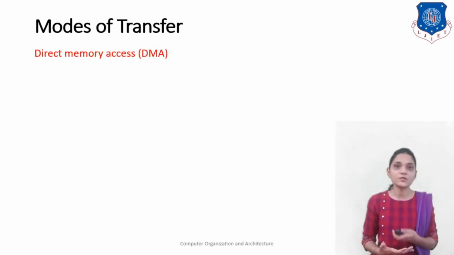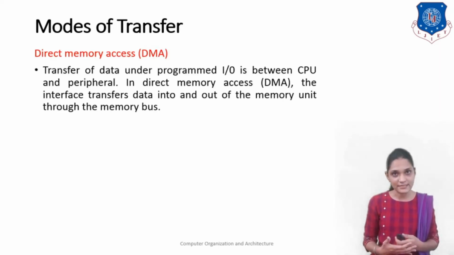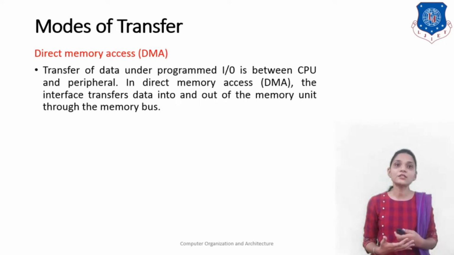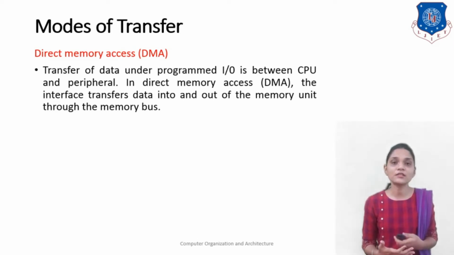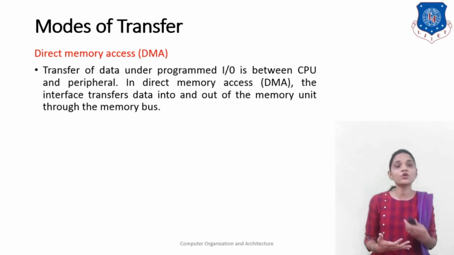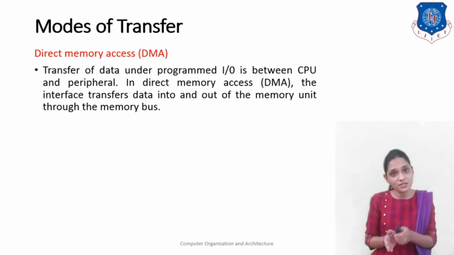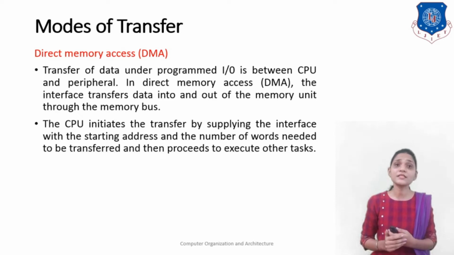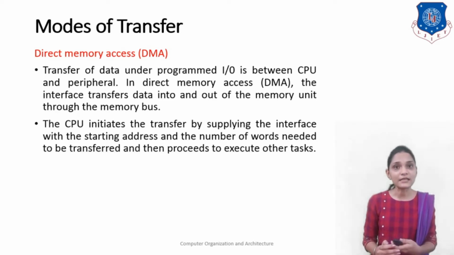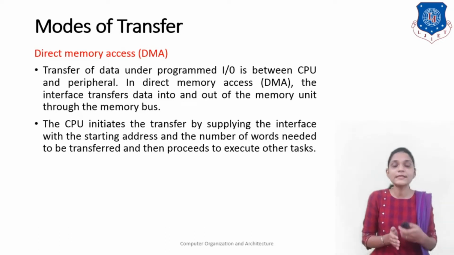Third method of transferring is the direct memory access. The transfer of data under the programmed I/O is between the CPU and the peripheral. In direct memory access, the interface transfers the data into or out of the memory unit through the memory bus without using the CPU. The CPU initiates the transfer by supplying the interface with the starting address and the number of words needed to be transferred, and then executes the task.